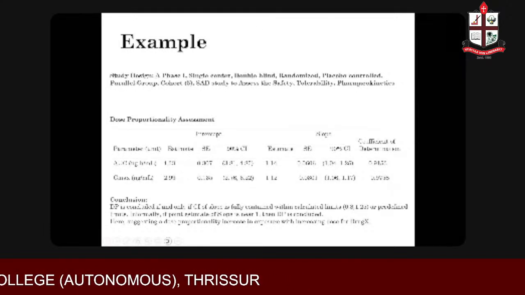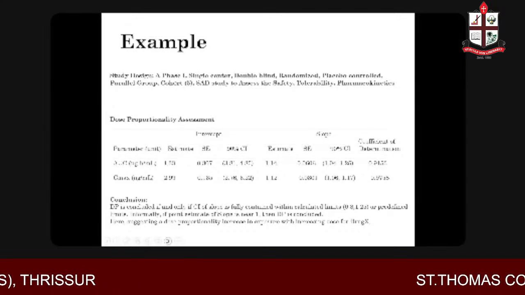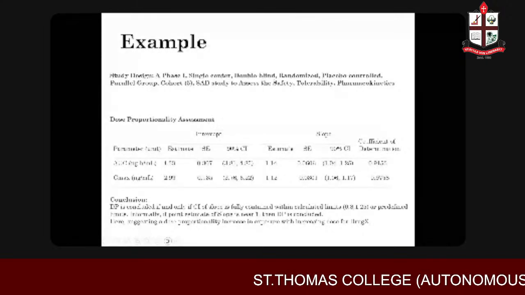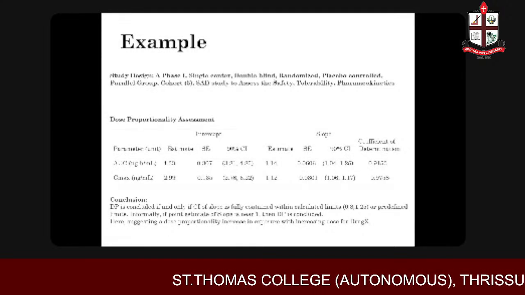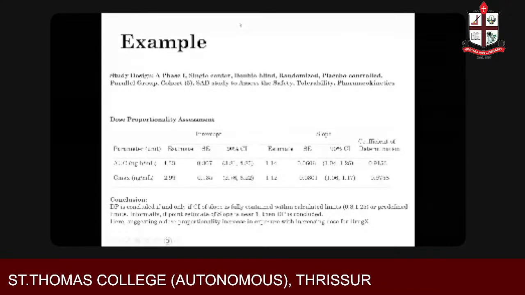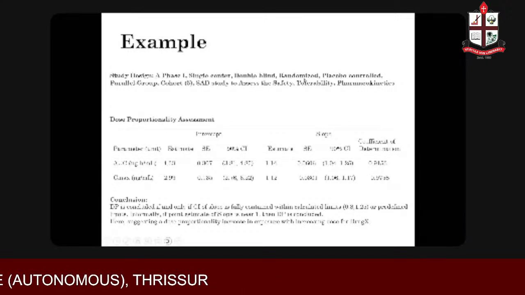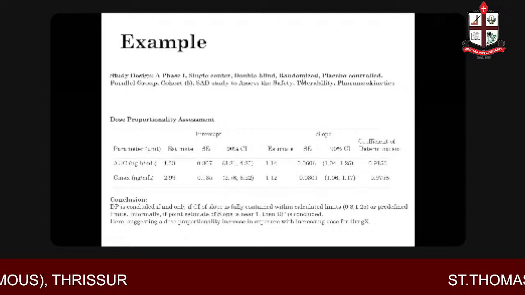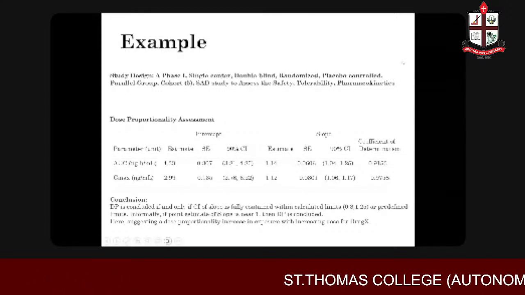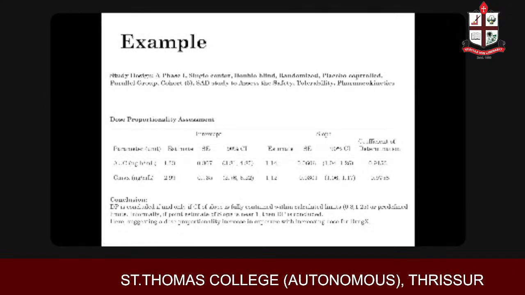This is an example I have given here. This is the study design we are using. It is a phase 1 study, single center, double blind. Both the patient and the CRA who is giving the drug, as well as us doing the statistical analysis, are all blinded. We don't know which treatment was received by which subject until study completion. It is randomized, placebo controlled. Placebo, as I told before, is not active. It is saline. It doesn't have any effect.